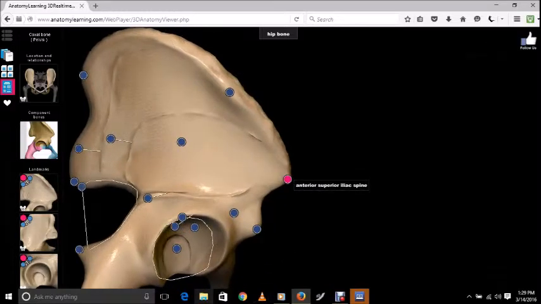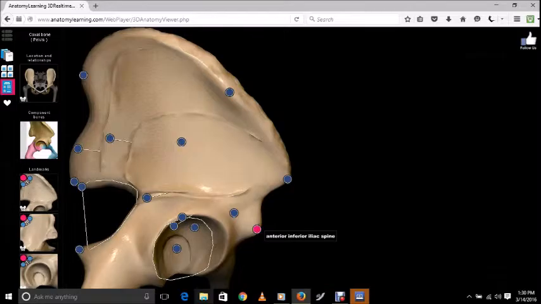This is called the anterior superior iliac spine. The anterior superior iliac spine. This is an important landmark for many muscles, including the sartorius, the tensor fasciae latae, and also the inguinal ligament. Now, inferior or below the anterior superior iliac spine is the anterior inferior iliac spine.